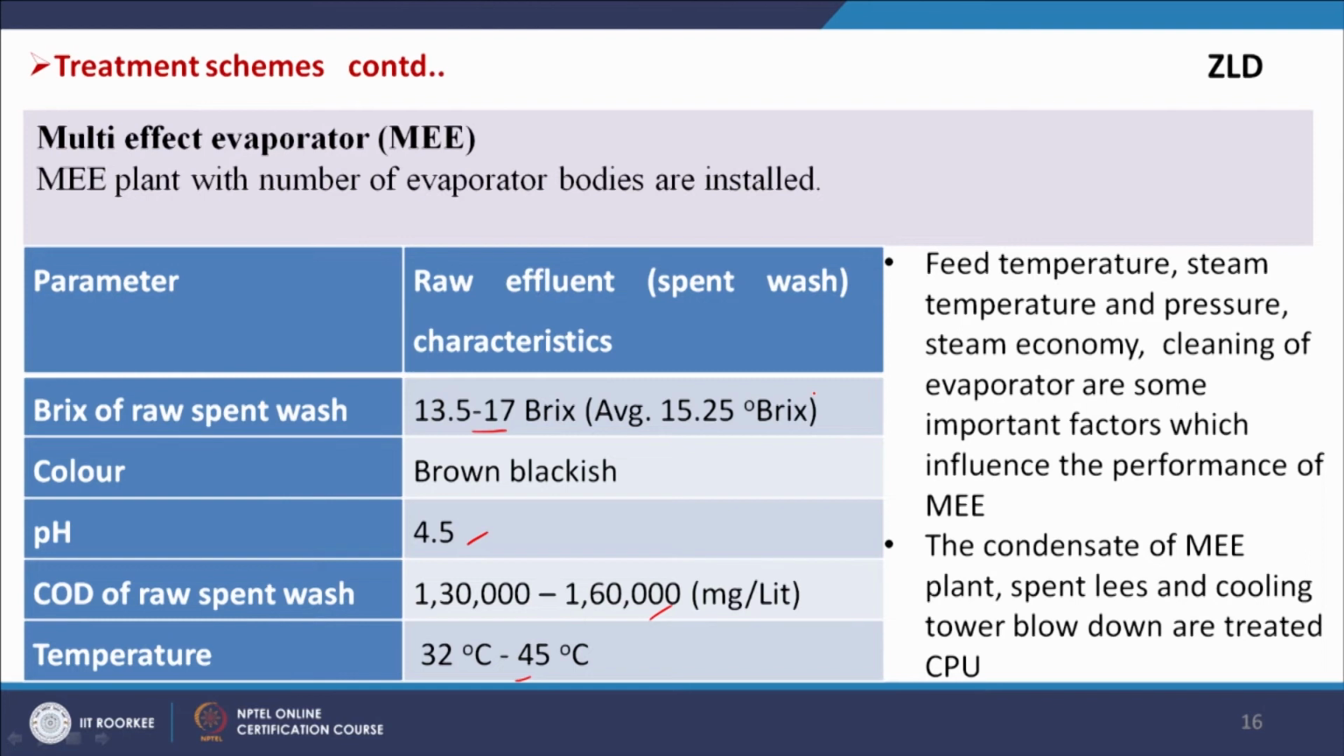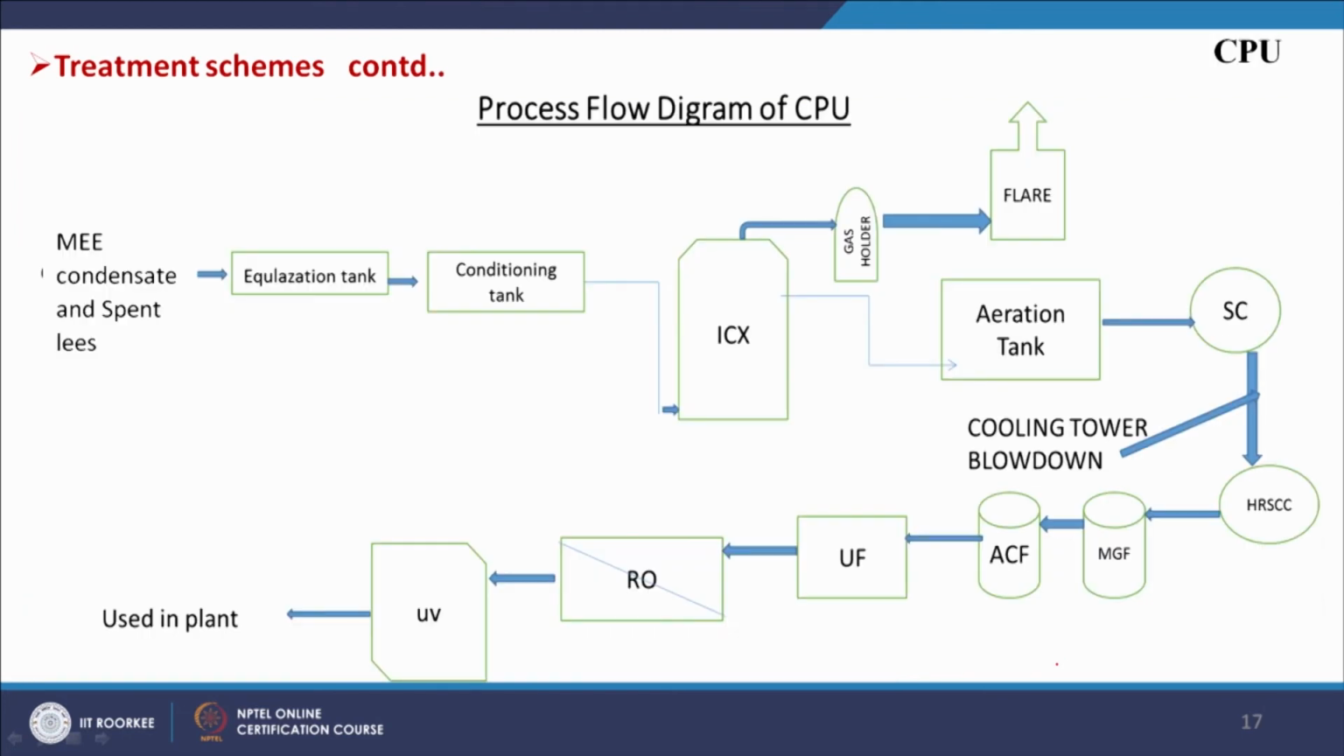The performance of the ME will depend on many factors: the feed temperature, steam temperature and pressure, steam economy, and cleaning of the evaporator are some important factors which influence the performance of the ME. The condensate of the ME plant, spent lees, and cooling tower blow down are treated in the CPU, and this is the CPU unit, the process flow diagram of wastewater treatment in the distillery unit.